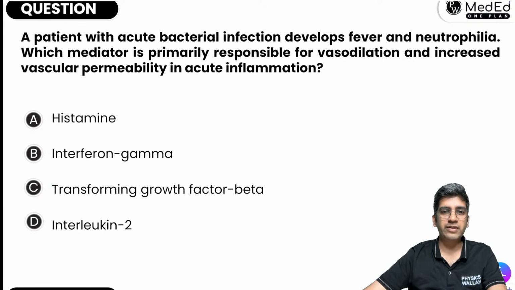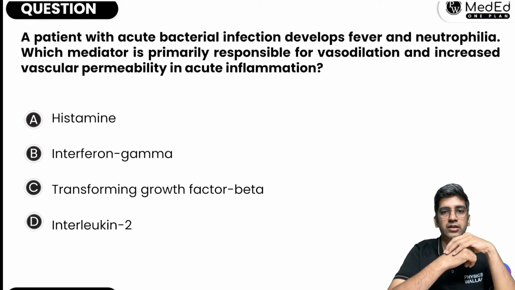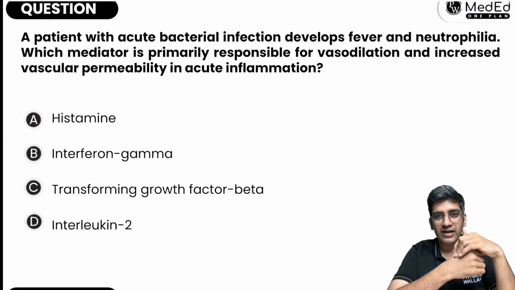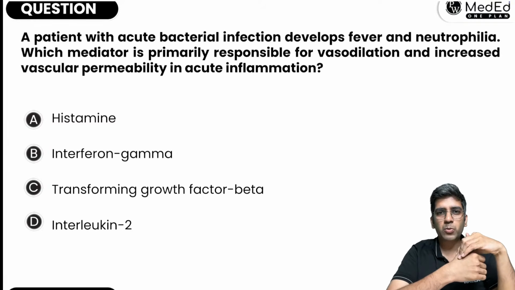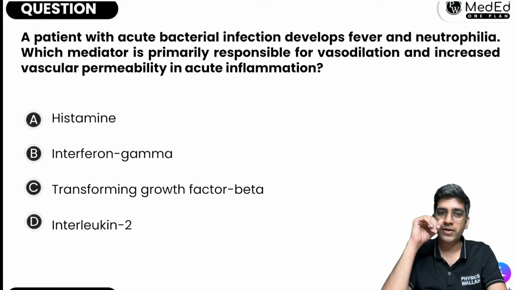This is a fact-based question. It's about an inflammatory mediator. Patient had a fever and neutrophilia because of bacterial infection. Which mediator is responsible for the immediate vasodilatation and vascular permeability in acute inflammation?